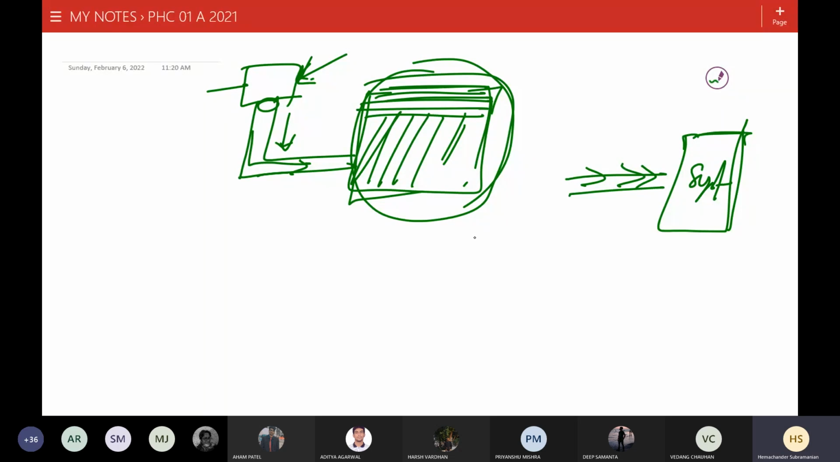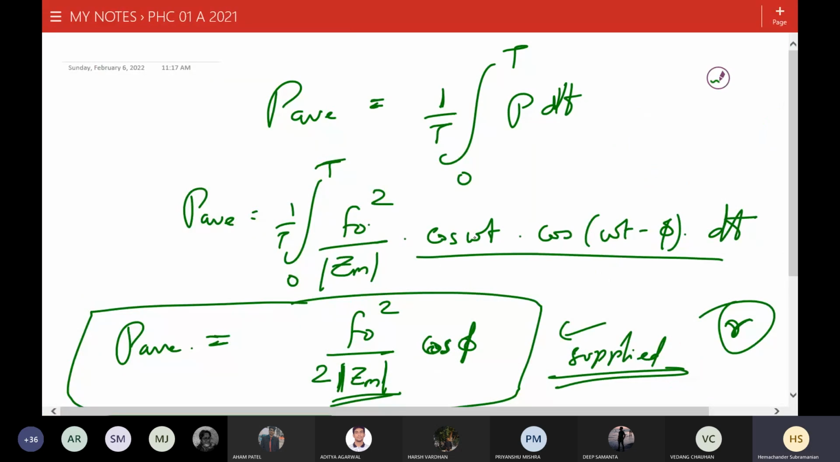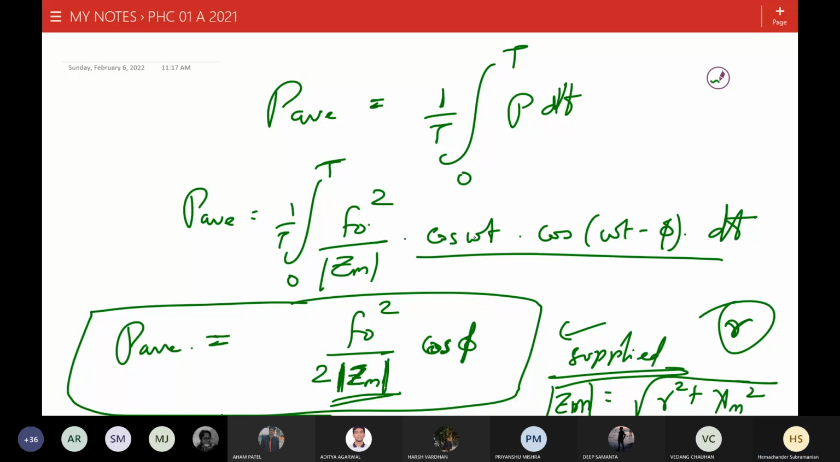Let's look at the equation first. Let's look at the equation and see what the equation says. Now the Zm here, where is it? It's in the denominator. Zm has, what does Zm have? Zm has square root of r square plus xm square. Am I right?